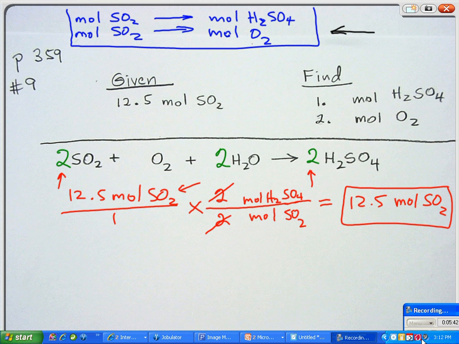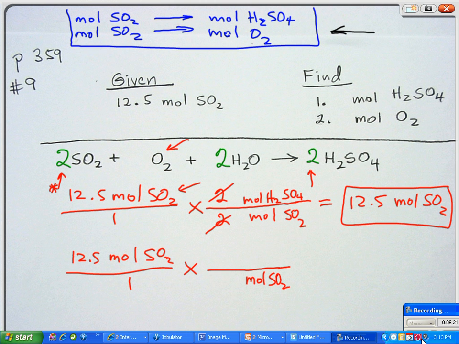Now the second one is almost as easy. 12.5 moles of SO2 over 1. Only this time the mole ratio is different. We're trying to get from sulfur dioxide, this guy, to oxygen, and that's O2, and that's this guy right here. So let's go on down and get our mole ratio set up. The bottom has to be moles of SO2. It does indeed.